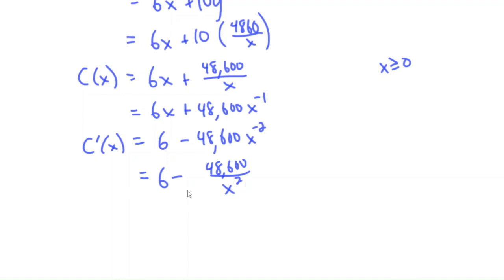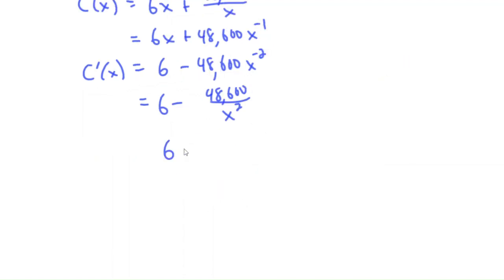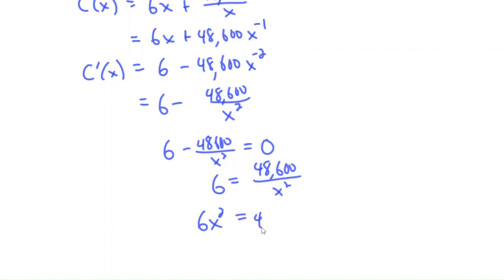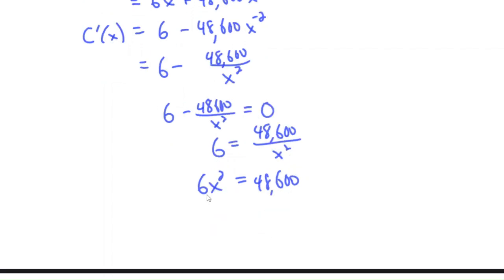Now, we don't have a polynomial here, so we can't really factor this, but we're trying to find the value of x that's going to make this equal to 0. So let's actually set it equal to 0 and solve for x. Okay, we've set it equal to 0. Now we're going to add this term to both sides, and we get 6 equals 48,600 over x squared. And then we'll multiply both sides by x squared, and we get 6x squared equals 48,600. Then we divide both sides by 6, and we get x squared equals 48,600 divided by 6.